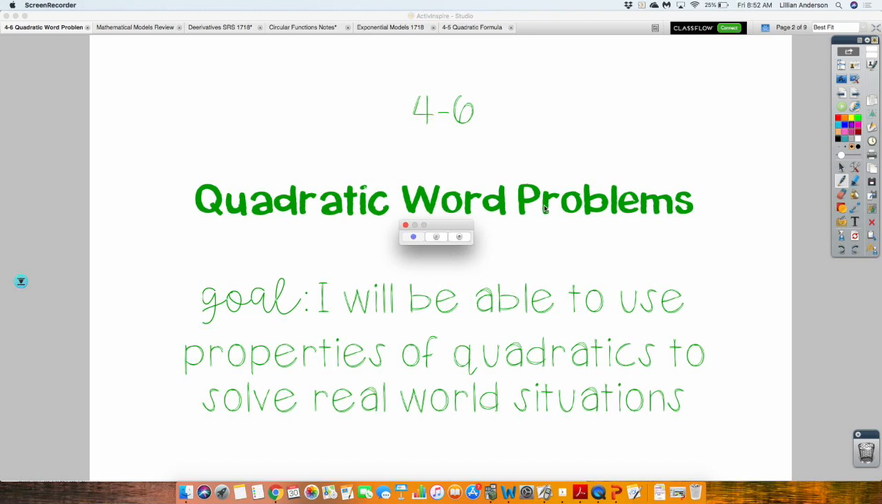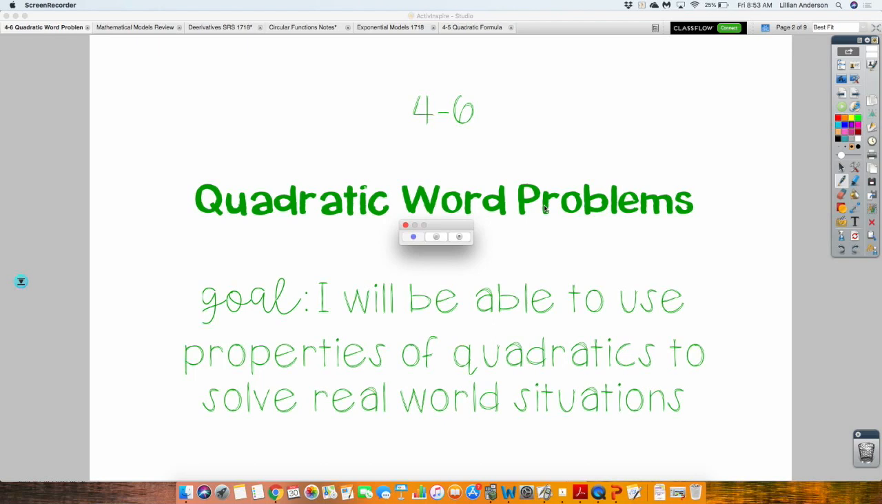How do we find the y-coordinate? How do you find the y-coordinate of any point? You take the x value and do what to it? You plug it in. So to find the y-coordinate of your vertex, you take the x-coordinate and you plug it in to find the y-coordinate.